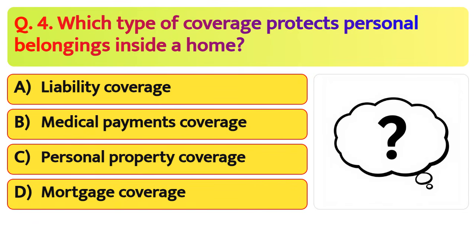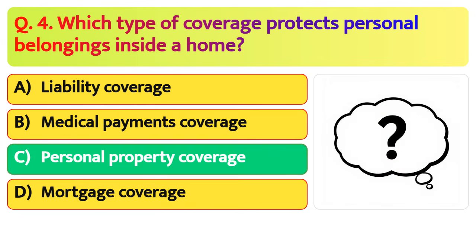Question 4. Which type of coverage protects personal belongings inside a home? Option A. Liability coverage. Option B. Medical payments coverage. Option C. Personal property coverage. Option D. Mortgage coverage. Correct option is personal property coverage.